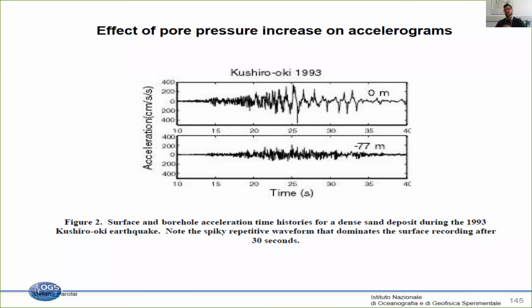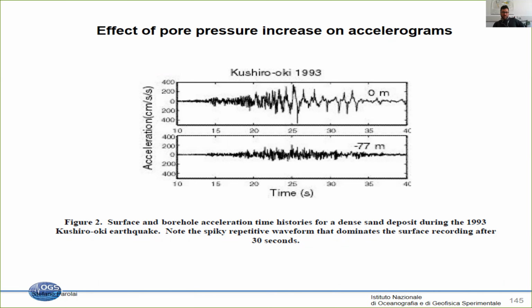What is interesting is that there are very few recordings. Now it's a bit increasing, but to have a sensor which is collocated to places where you have liquefaction is not, let's say, happening so often. And it is interesting, for example, to see what could be the effect of this pore pressure increase and liquefaction also on the shaking that we are measuring at the surface.